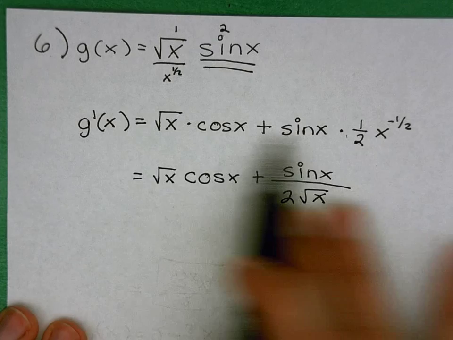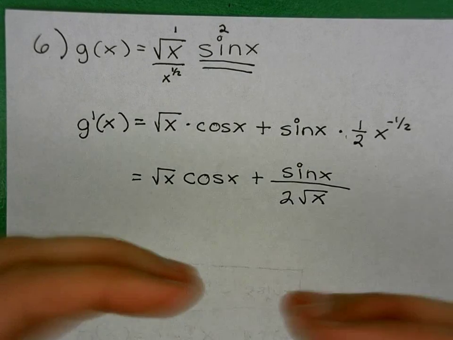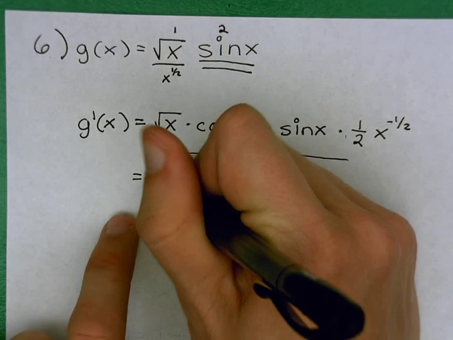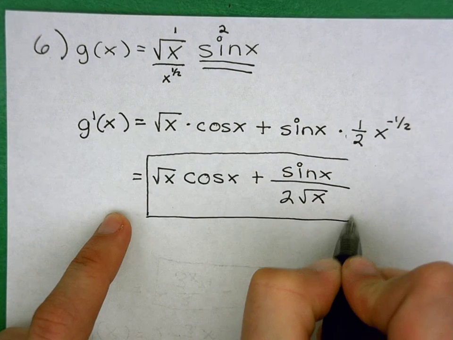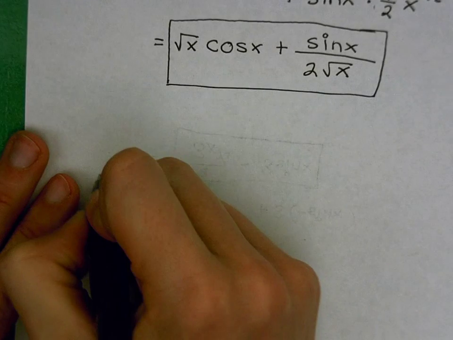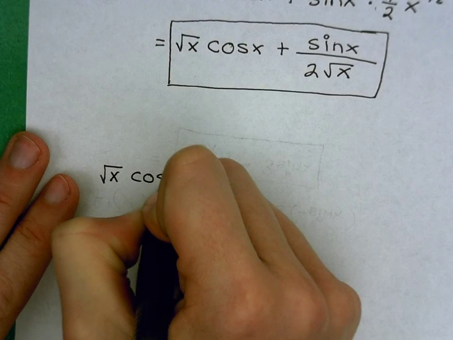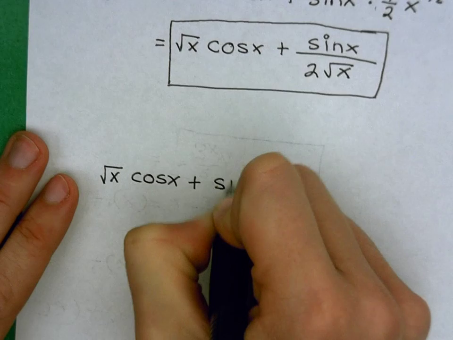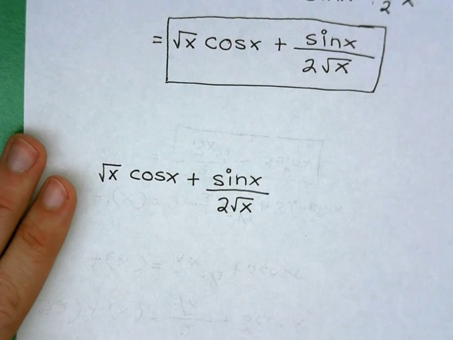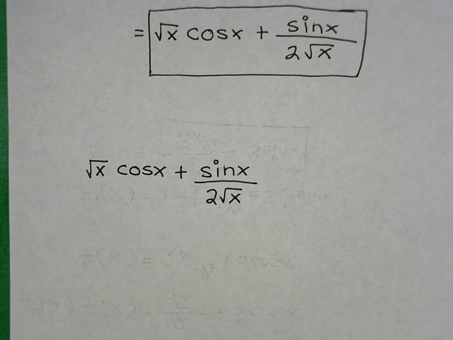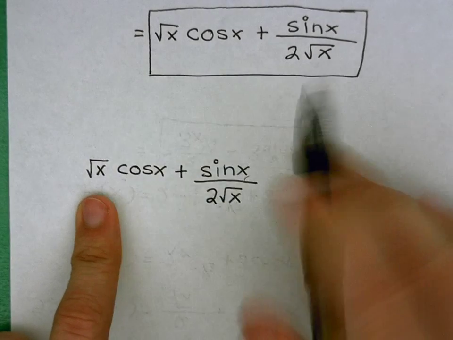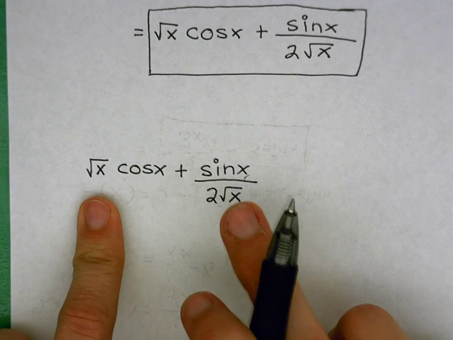If you're looking to simplify this in order to combine those two terms, you would need to have a common denominator here. So I am going to go ahead and demonstrate that simplification really quickly. Okay, so I'm going to rewrite this down below. We have root x cosine x plus sine x over 2 root x. So you could combine those two terms, but again, this first term would have to have the same denominator as the second term. This second term has the denominator of 2 root x.